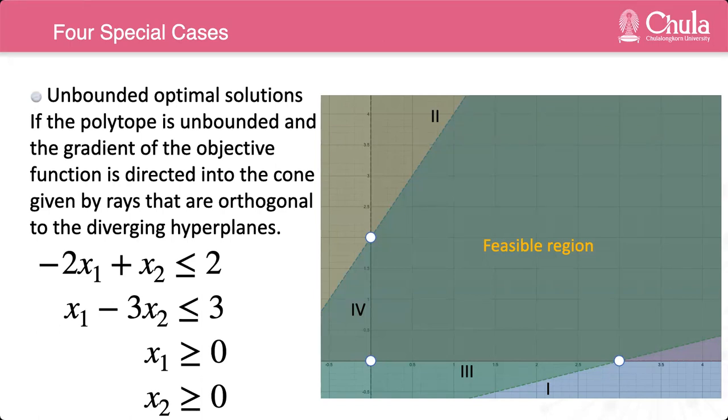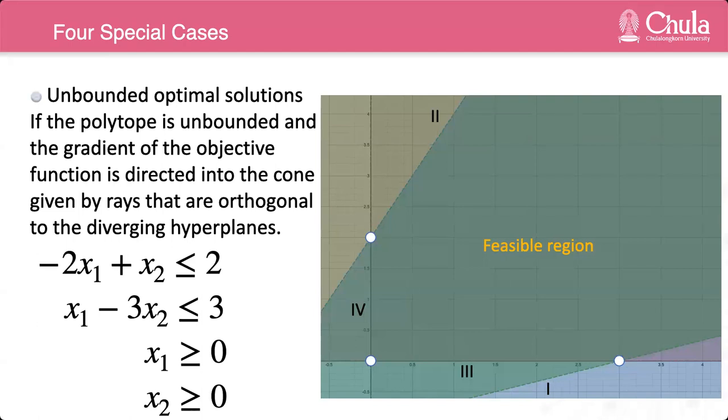Then, if our gradient lies between this vector and this vector, that means the gradient is somewhere in this direction, or this direction, and we cannot determine the maximum point. The maximum point is at infinity.